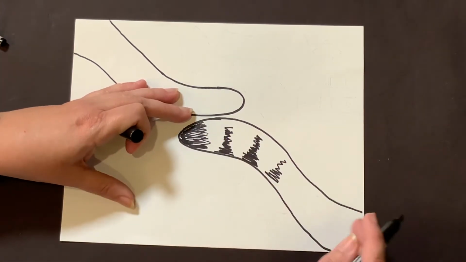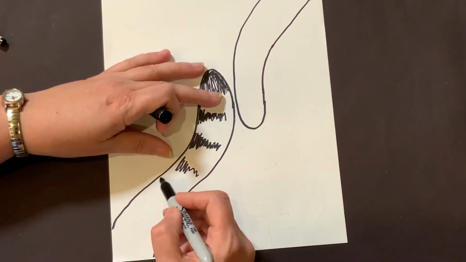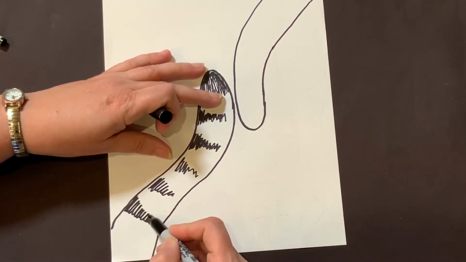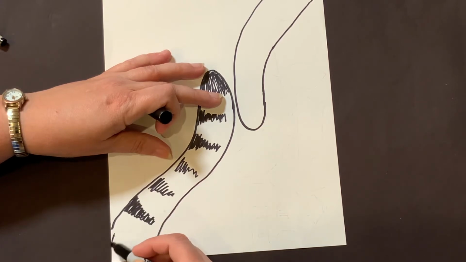Okay. And let's see, I'm going to just turn this way. Because tigers have what? Do they have spots and dots? No, they have stripes.